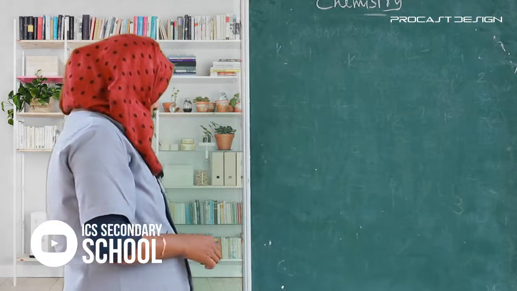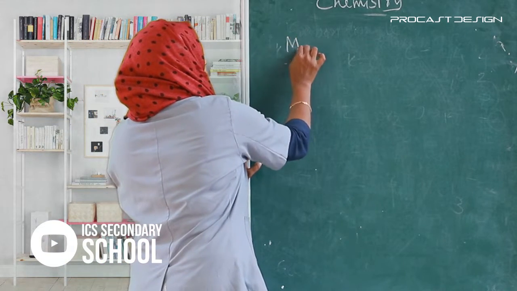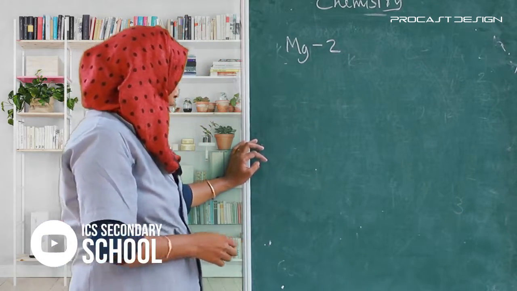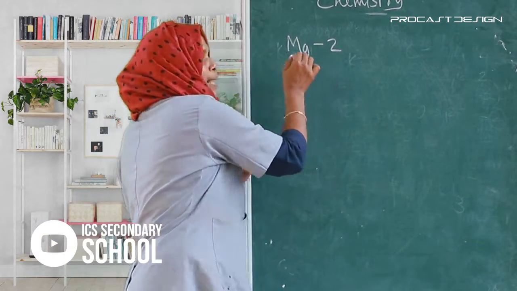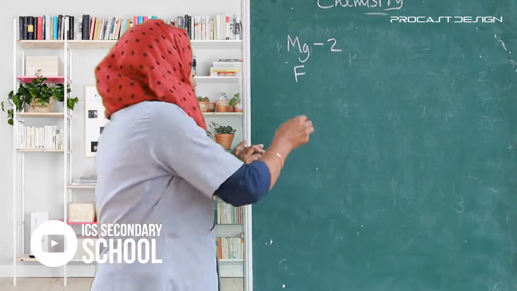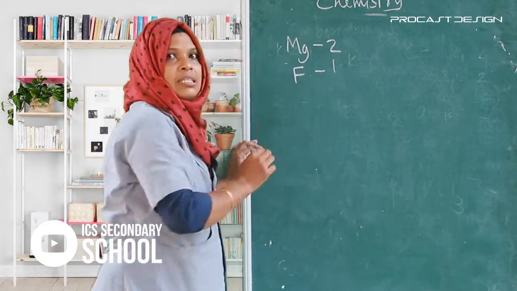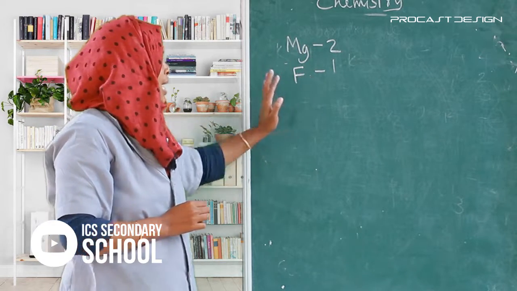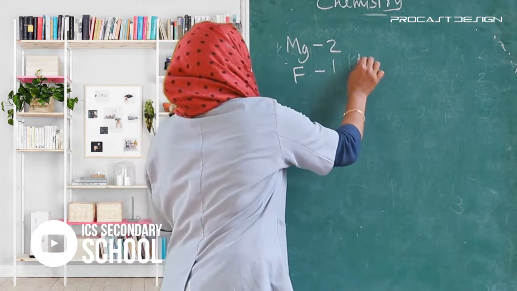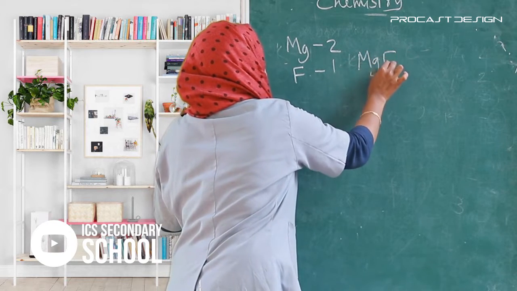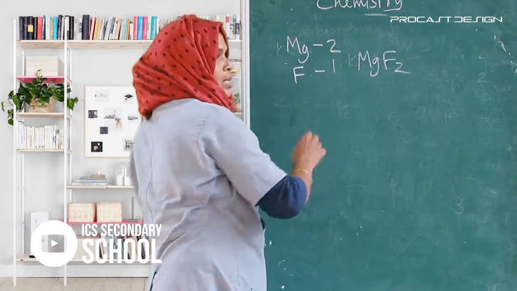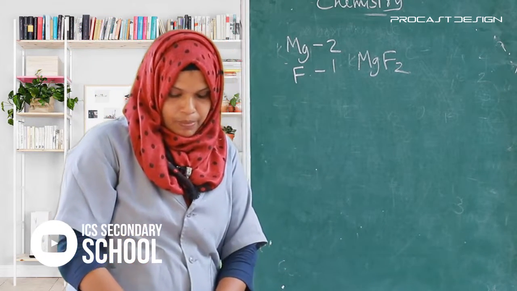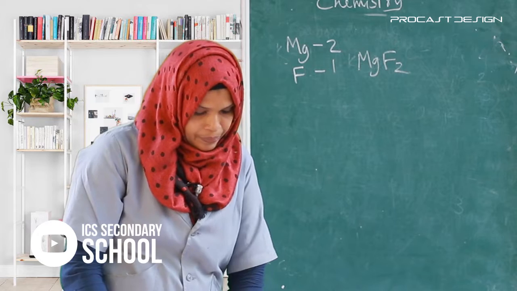Next one is magnesium. Magnesium, symbol Mg, valency 2, and fluorine, symbol F and valency 1. The compound is magnesium fluoride, and the chemical formula is MgF2.